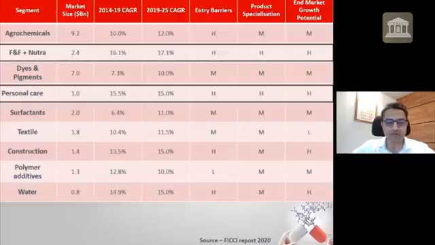Now, this I have taken from the same FICCI report, given segment wise. If you look at the different segments, I feel F&F, which is flavor and fragrance, plus the nutraceutical segment, will have the highest growth in the coming years. They have the highest entry barriers, the highest level of product specialization, and the end market growth potential is also highest here. The same is the case with personal care. So I think these are the two sectors where there has to be more focus to find the multi-baggers.